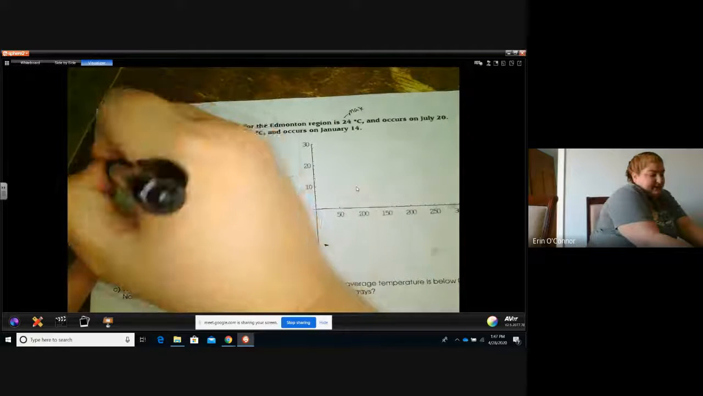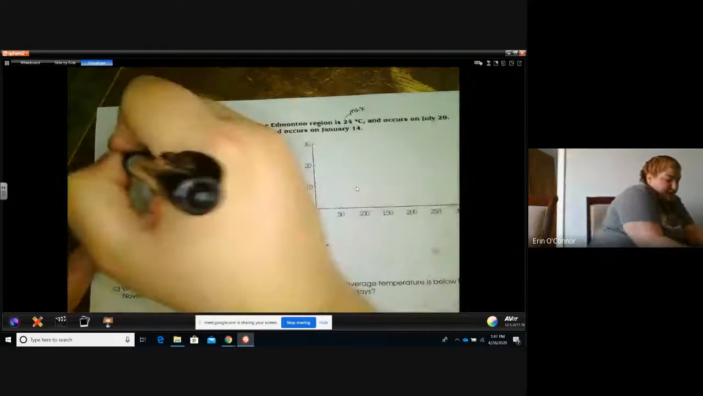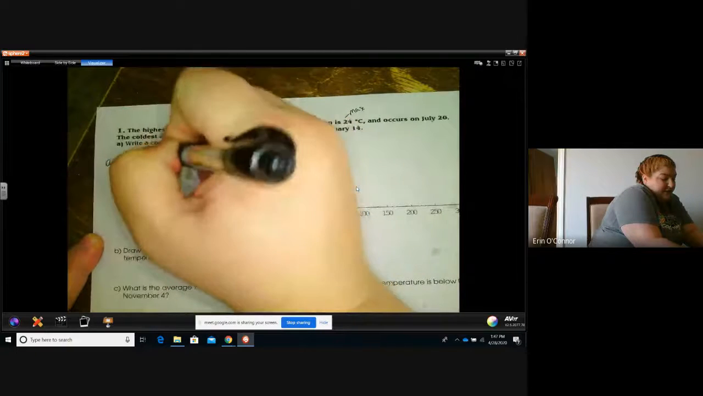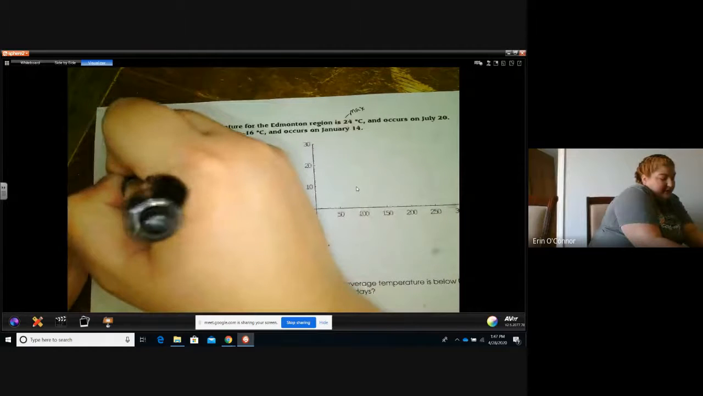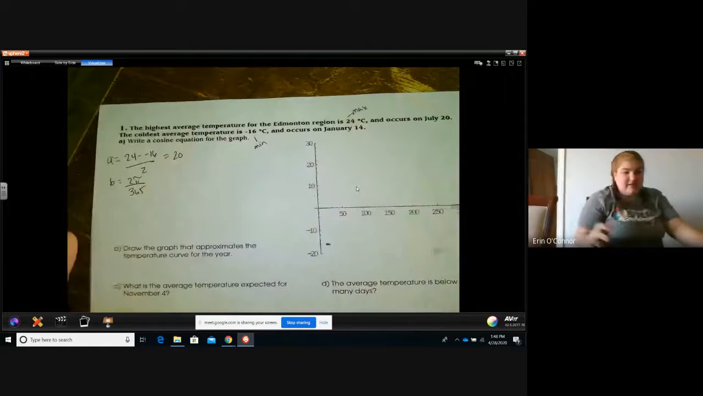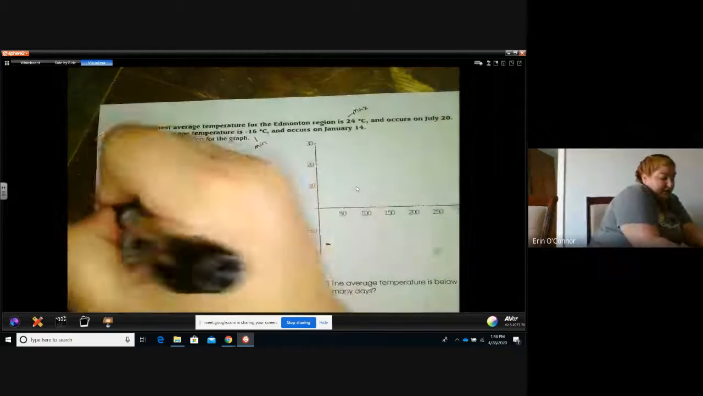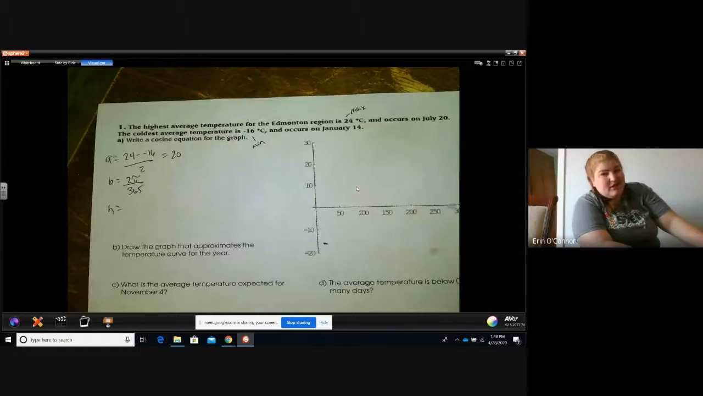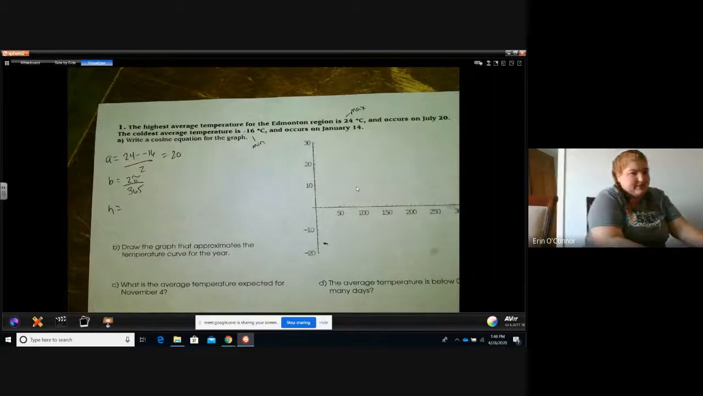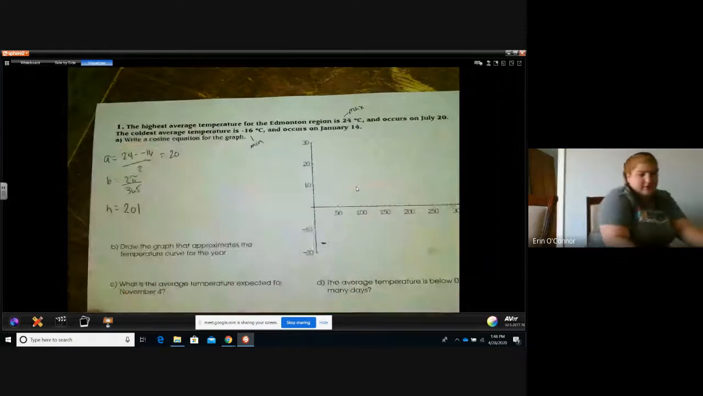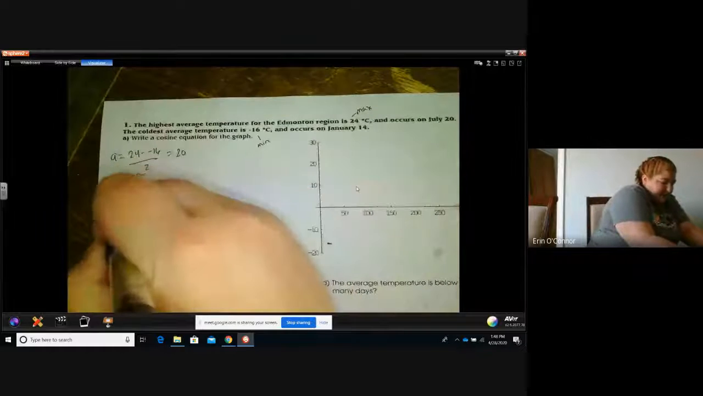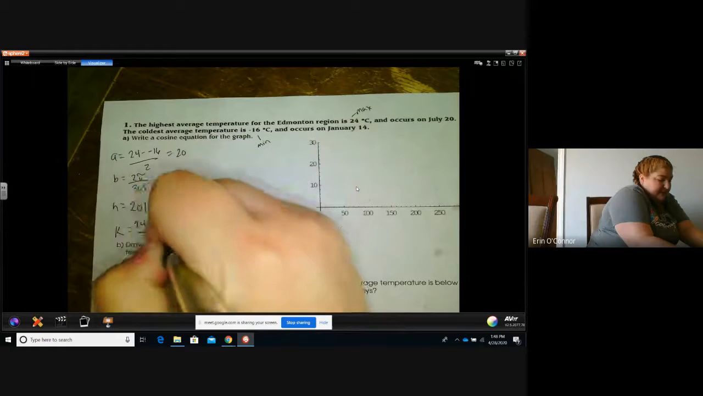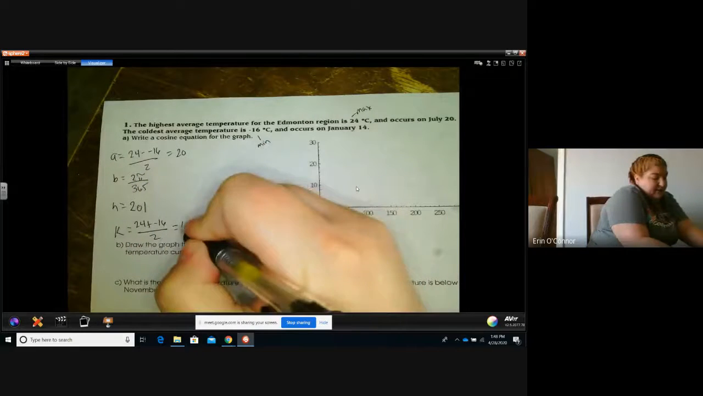So let's start with our A, our amplitude. It's going to be 24 minus negative 16 over 2, which equals 40 divided by 2, or 20. Our B is 2 pi over 365 because we're counting in days. Our C or our H, let's see. So I need to go to July 20th. Well, last time we went to July 28th and it was 209 days. This is 8 days before. So it's going to be 201. See what I did there? Helping us out. And then K is equal to our midline, which is 24 plus negative 16 divided by 2. That's 8 divided by 2, or 4.